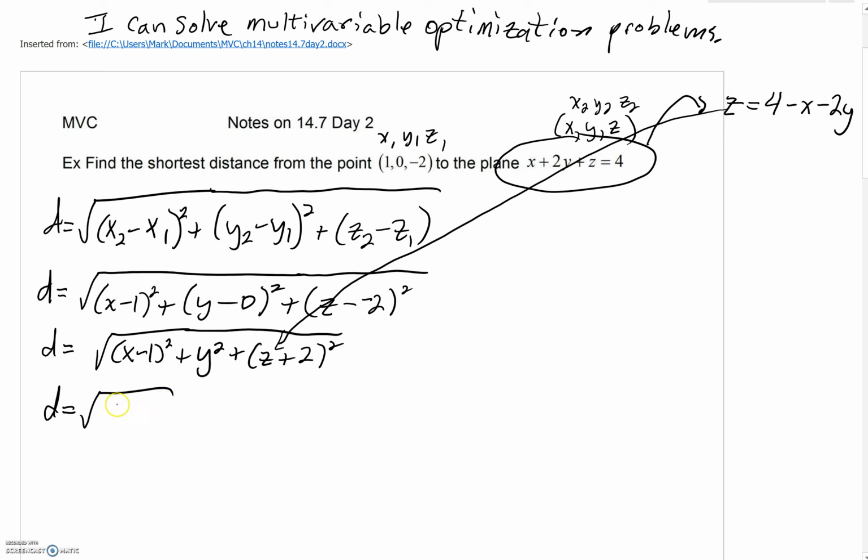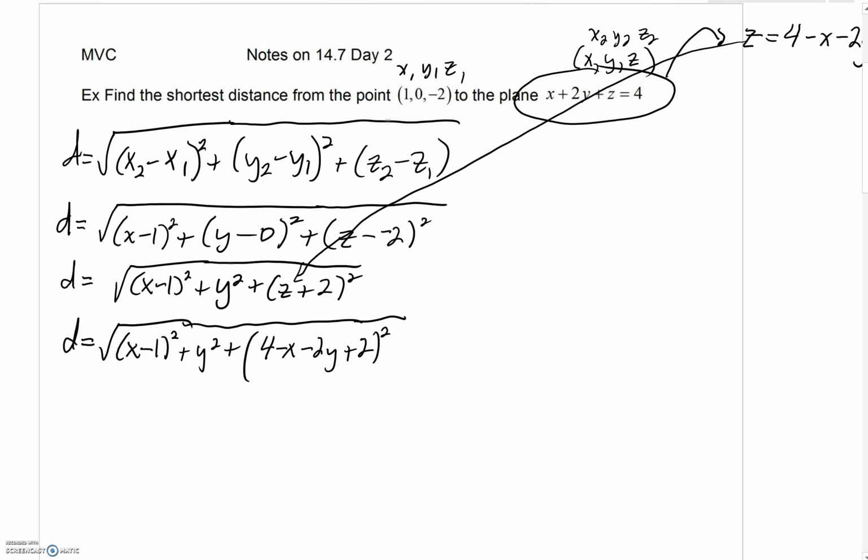When we go ahead and replace z with this 4 minus x minus 2y, what you've essentially done is you've now written this distance formula in terms of a function of x and y. By the way, that's really what we were looking at yesterday, where we had a function of x and y, and we can clean this up very quickly. We can say, hey, a 4 and a 2 add up to a 6, and we'd have a 6 minus x minus 2y quantity squared.